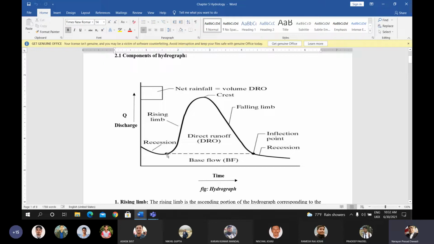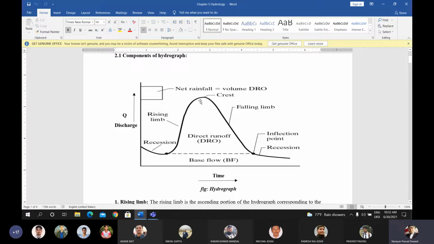So the hydrograph contains the recession limb first, and after getting the water, the hydrograph curve rises. This is called the rising limb. The maximum point of the discharge obtained in the hydrograph is in the crest segment portion of the hydrograph.